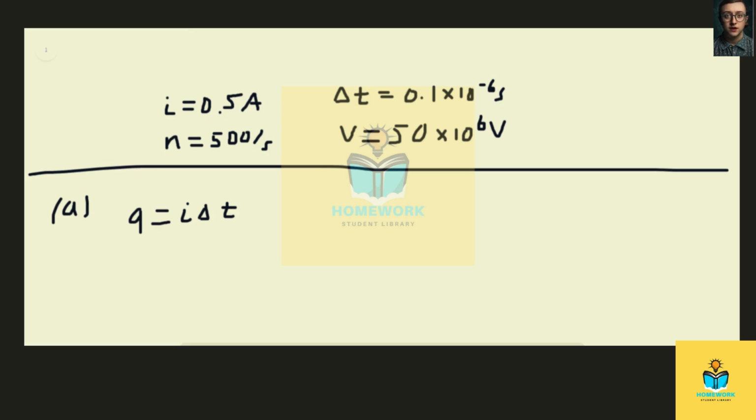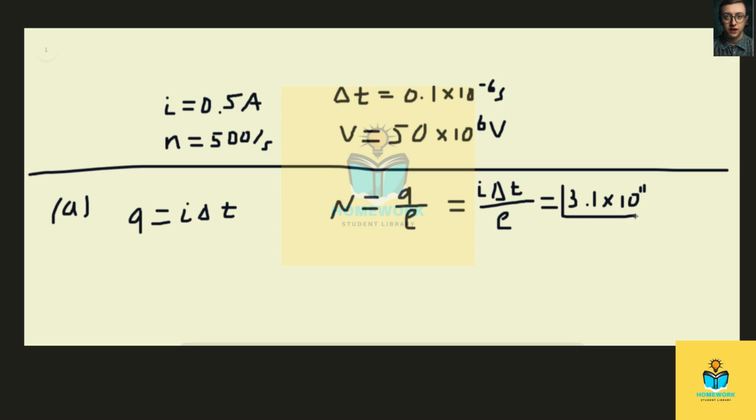Okay. And the number of electrons N is equal to Q over E. So therefore, N is equal to I times delta T over E, where E is just the charge of an electron. It's 1.6 times 10 to the minus 19 coulombs. So you plug that in for E as well as the values for I and delta T. This comes out to be 3.1 times 10 to the 11 as the number of electrons. We can box that in as our solution for A.